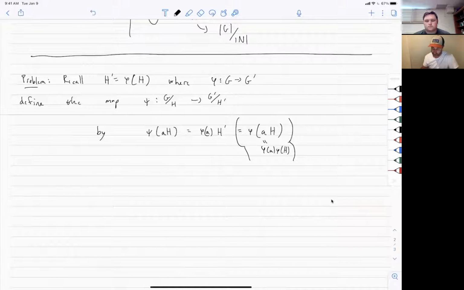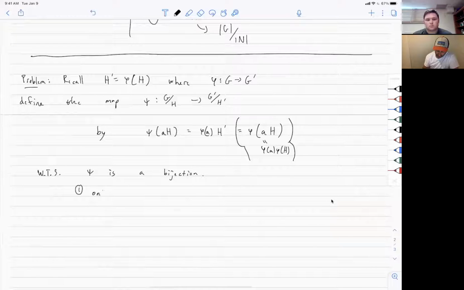Okay, so now we want to show that this is a bijection, right? To show that these have the same cardinality. So to show psi is a bijection, well, the first thing, I kind of am against trying to find an inverse in this case. I'd rather just show it's 1-to-1 and onto. So let's do onto first, surjective.